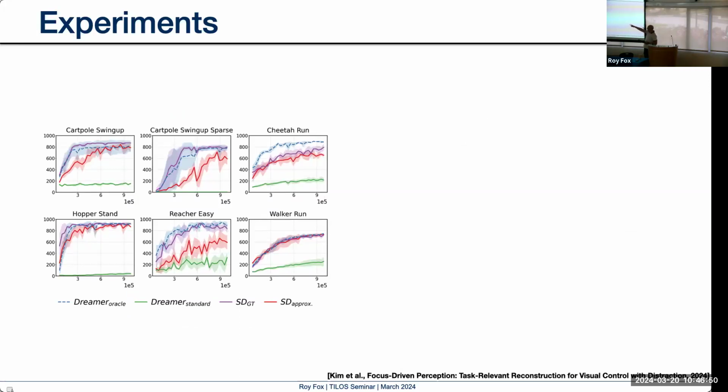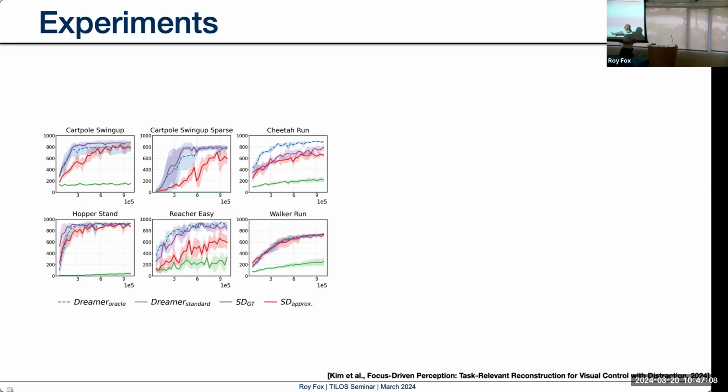The dashed blue line is just Dreamer without distractions, right? So ideally, the best thing to do. The green line is Dreamer with distractions, just vanilla Dreamer. You see that it's pretty bad everywhere, right? It just cannot handle the distractions.